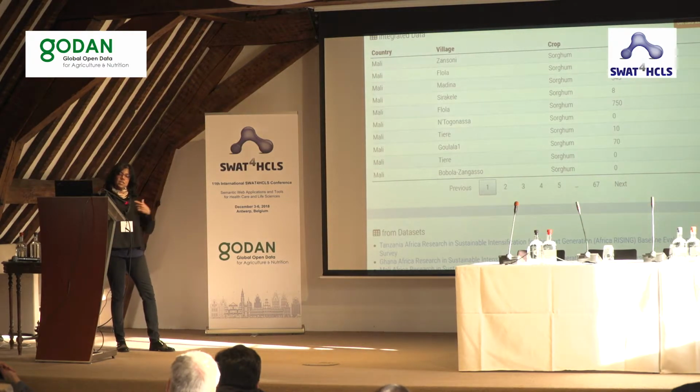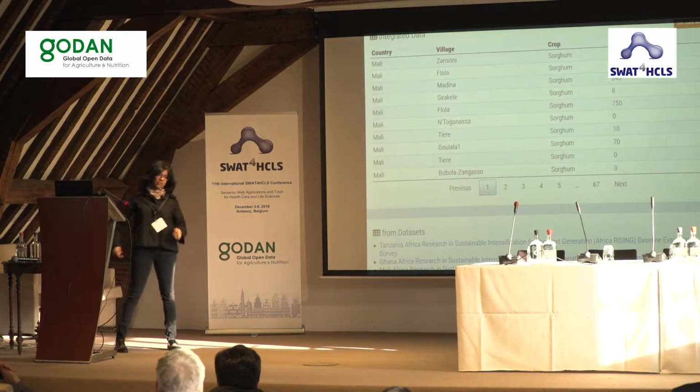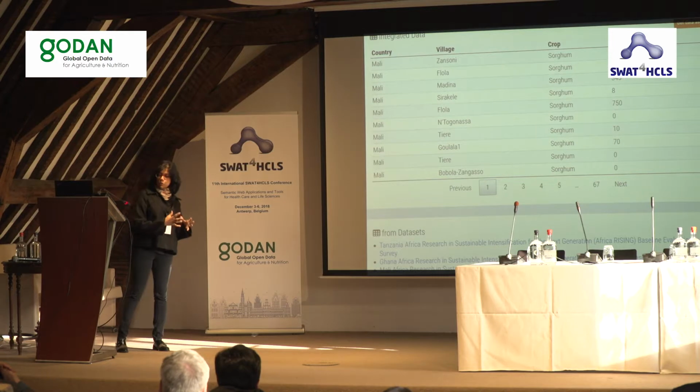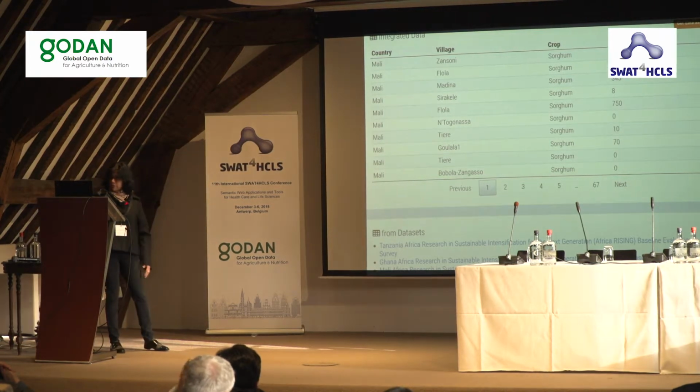I should say that this is household survey data, which is why you saw those error bars were off the scales. It's not controlled trial data by any means. It's what farmers are reporting. So there's a lot of variation there.